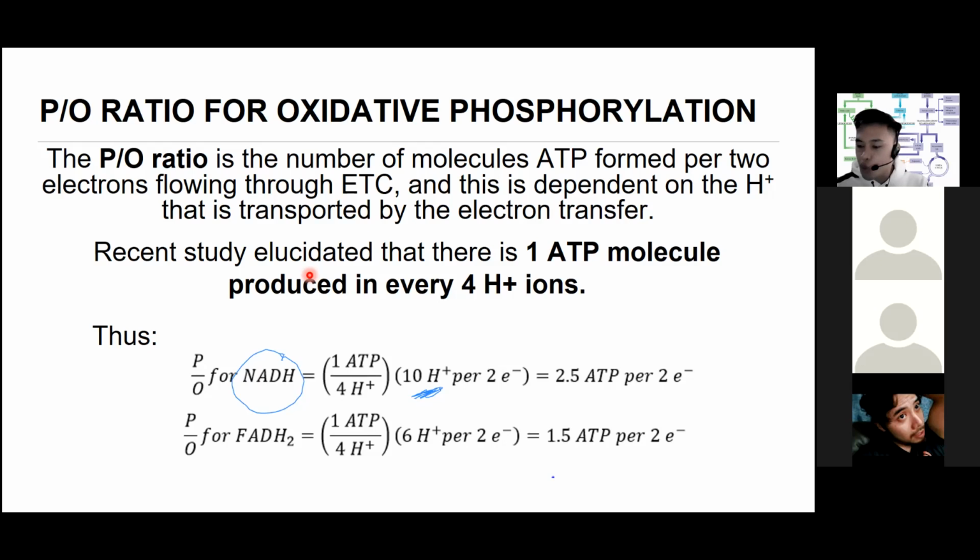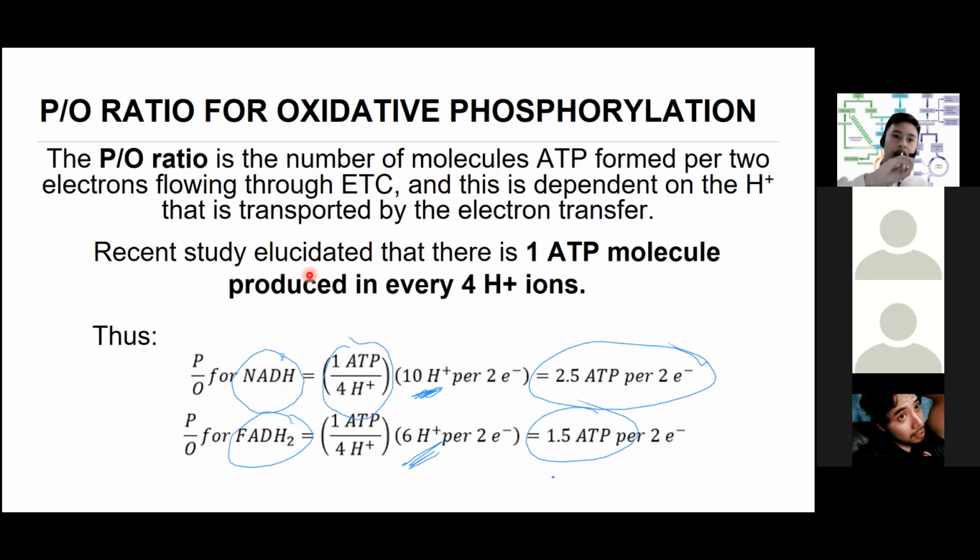Therefore, if 1 ATP is produced per 4 hydrogen ions, then NADH that enters the ETC will be able to produce 2.5 ATP per 2 electrons. On the other hand, because FADH2 was only able to pump 6 hydrogen ions, it is only able to produce 1.5 ATP per 2 electrons. Do you follow?